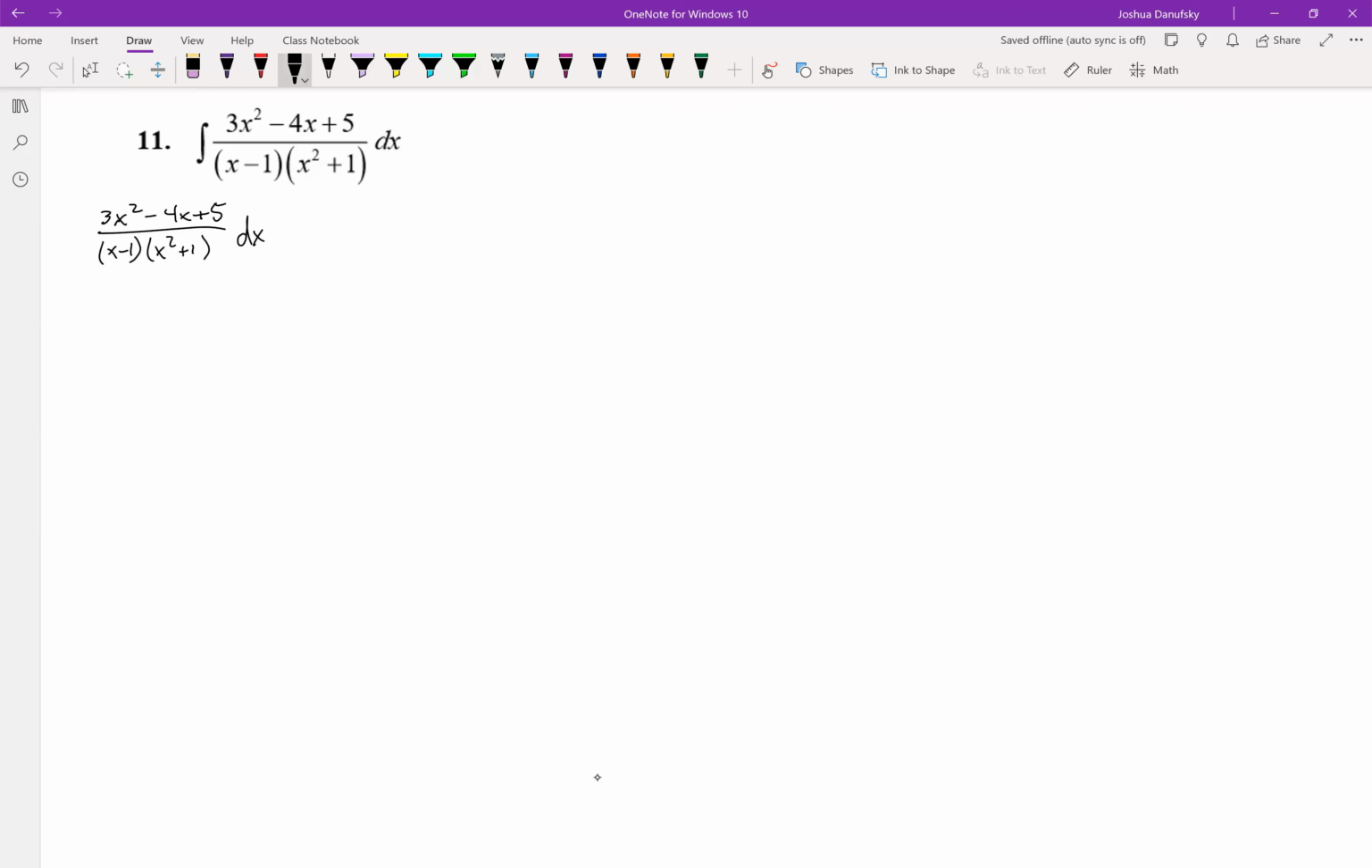Our first factor in the denominator is linear, so we can write a over x minus 1. Our second factor is irreducible quadratic, meaning it does not factor, and we're going to write bx plus c like that. Now we're going to proceed just as we have in the past. We're going to take the numerator here, and we're going to multiply a by x squared plus 1. And then we're going to multiply the bx plus c numerator by x minus 1.